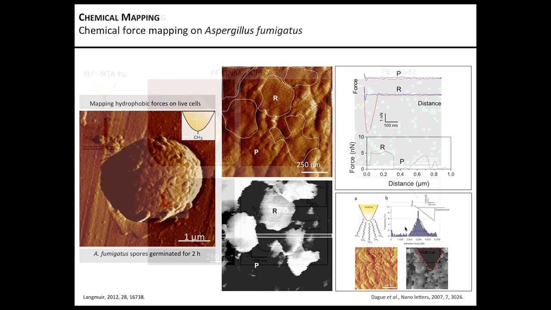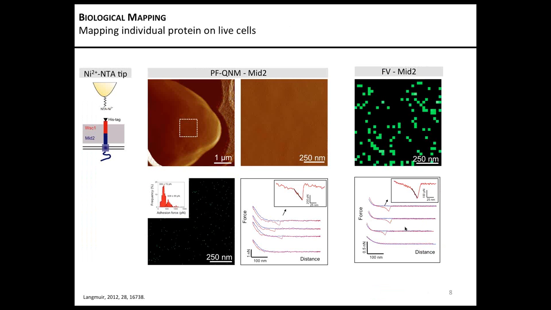Finally, as a proof of concept, we try to map the localization of individual proteins on live cells. And we use an NTA tip. So we just use alkyl chains terminated by NTA groups to detect individual proteins carrying a His-tag. So this is a sensor, a transmembrane protein which detects the cell surface stresses, and which can go inside the cells to modify the cell cycle, for example.